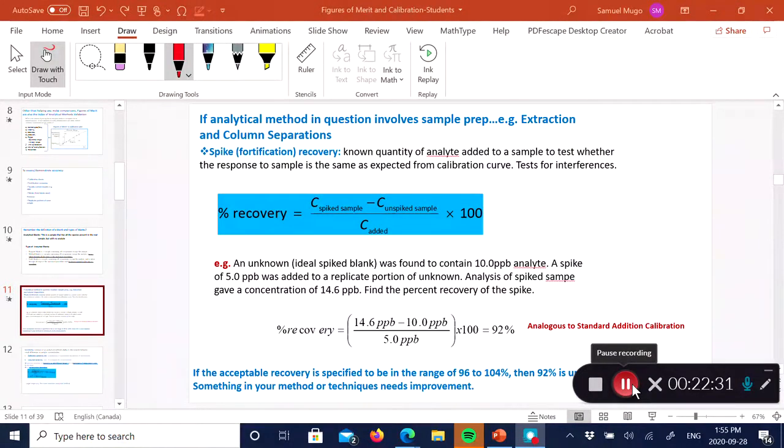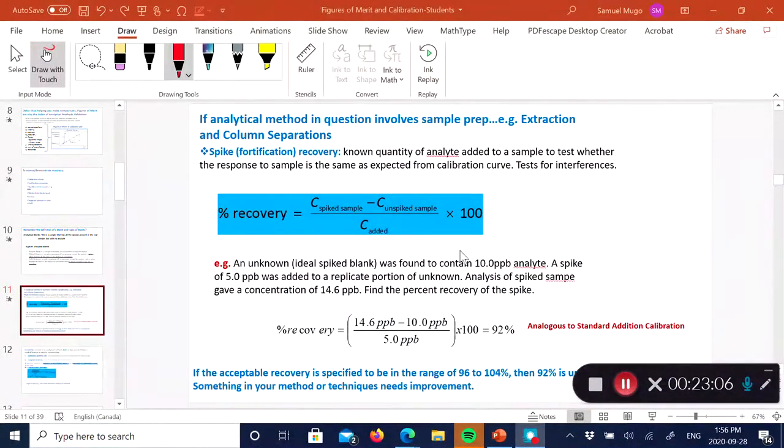Let me give you an example. Now, assume you get a situation like this. You get an ideal blank. And I've sort of explained to you an ideal blank, so this would be something like a method blank. And you spike it with 10 parts per billion of the analyte. Okay. A spike of 5 parts per billion is then added to a replicate portion of the unknown.